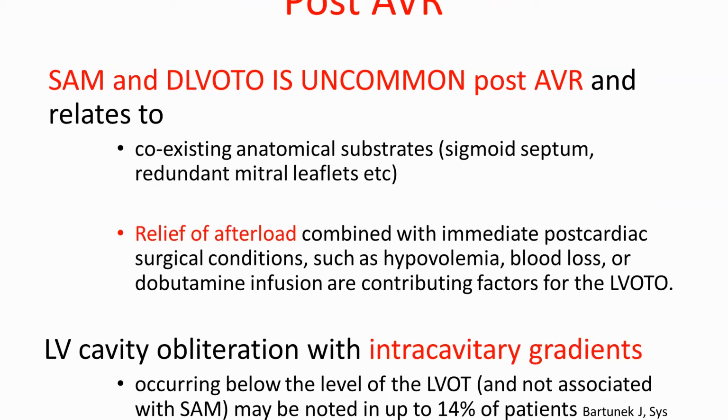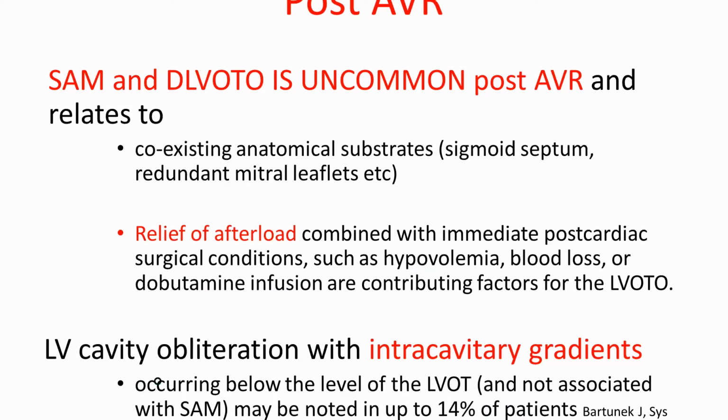So following AVR, SAM is actually reasonably uncommon. And there's generally some coexisting anatomical substrate there. So there's either a sigmoid septum or there's redundant leaflets. But it's because there's this almost immediate relief of afterload following the valve replacement, combined with the usual post-op hypovolemia and sometimes dobutamine infusion, etc., that you can get this temporary SAM and outflow tract obstruction.